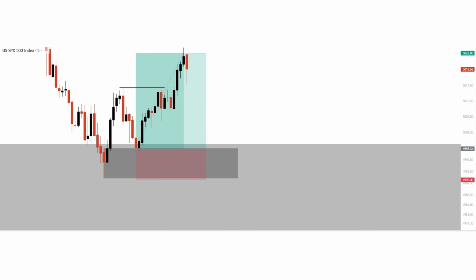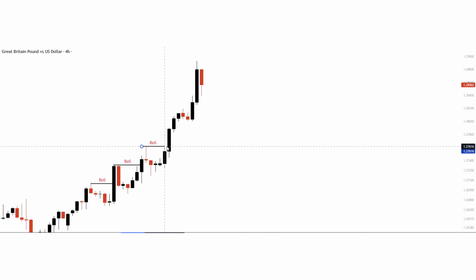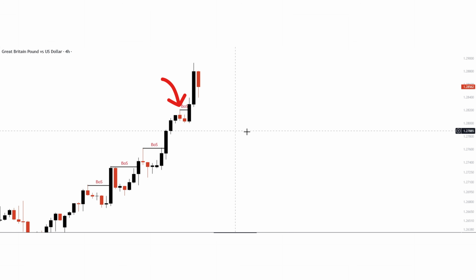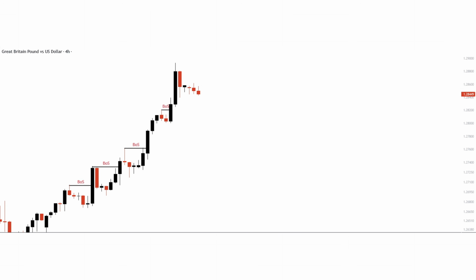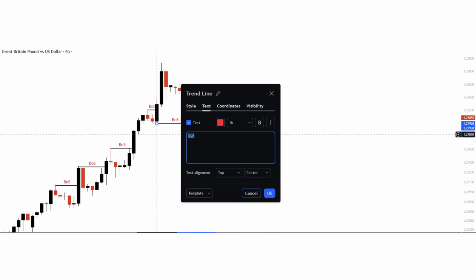Now let's look at something more simple. At first glance, this is a bullish market, so we start marking the breaks of structure to the upside. Right here, here another one, and another one. And this is the last one. We got a market structure shift or a change of character. So this bullish market has flipped into a bearish market by breaking the last significant low.